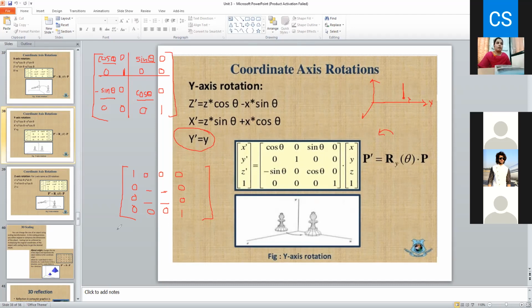Okay, so this is your matrix for Z rotation. Now Z means third row, third column. So the third row, third column, that is (3,3), will have value equal to 1. The remaining all will have value equal to 0.